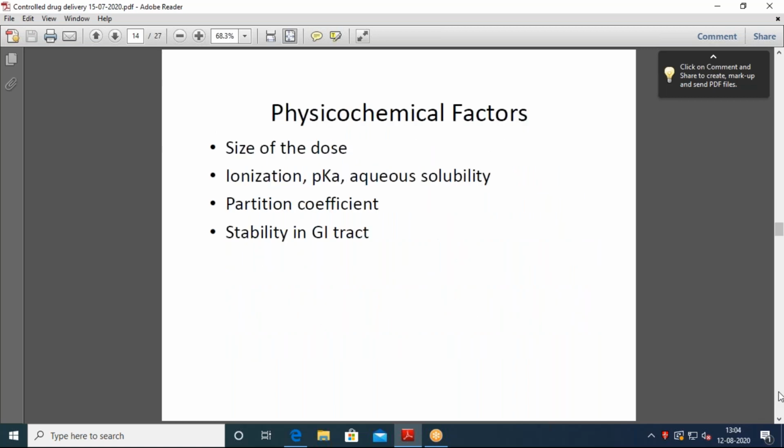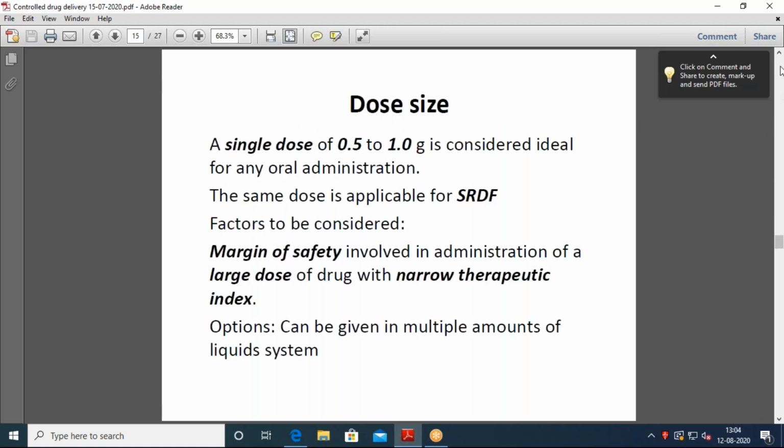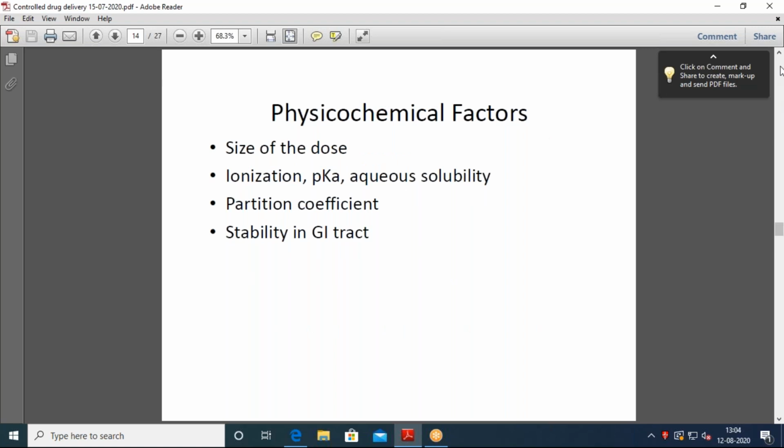Now in this class, starting with the physicochemical factors that often govern the selection of the drug candidates. There are different factors as you can see. One is the dose size, the other is the ionization, pKa, and aqueous solubility, which all come together. The third is the partition coefficient. And the last is stability of the drug in the GI tract.